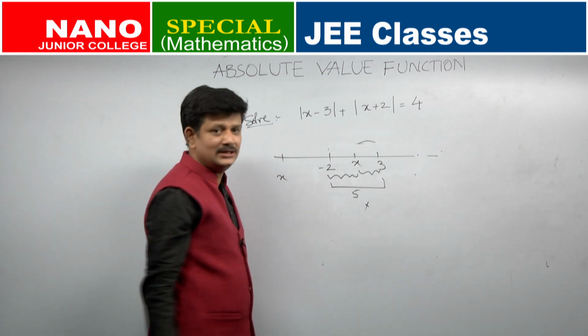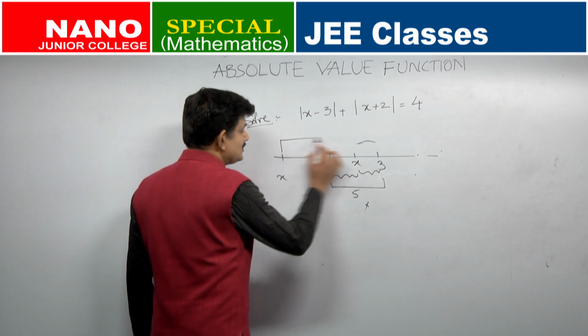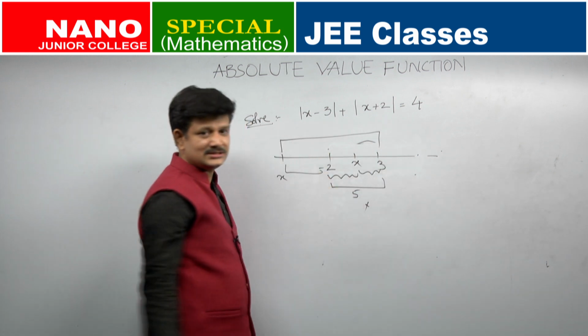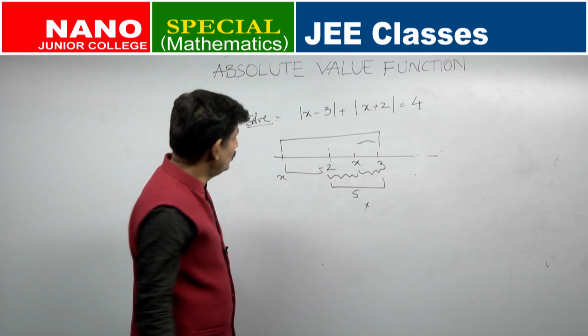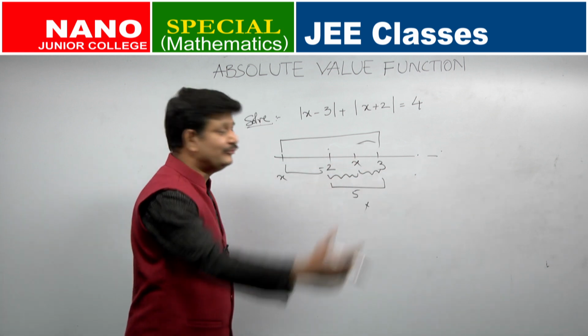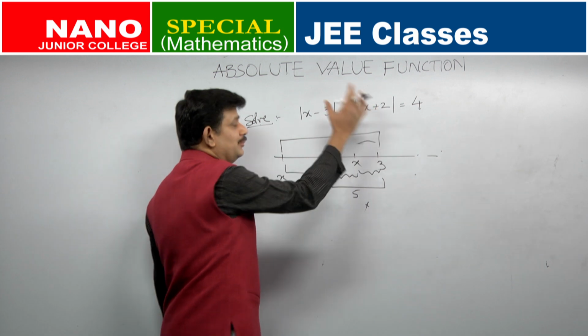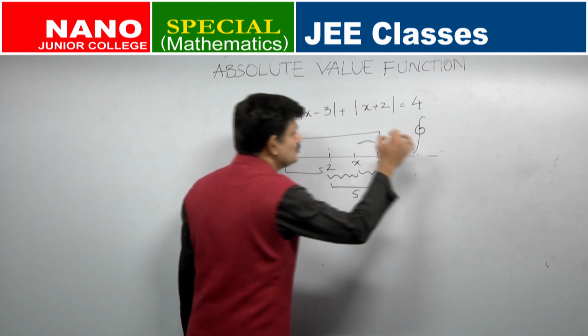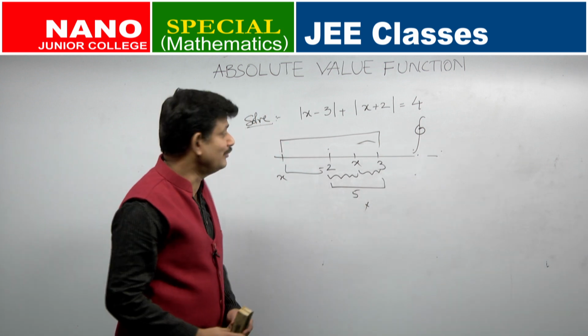Can I try my luck here? This distance itself is greater than 5. To that I want to add this distance. Can the sum be 4? No, it will be a number greater than 5. So, this can never be possible, this equation will not have any solution. So, the solution set will be a null set, a void set.